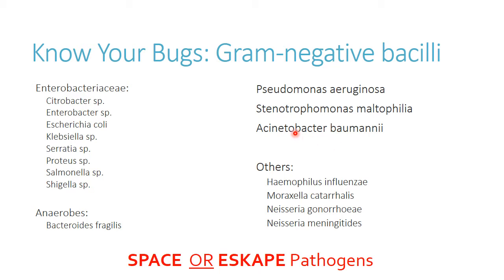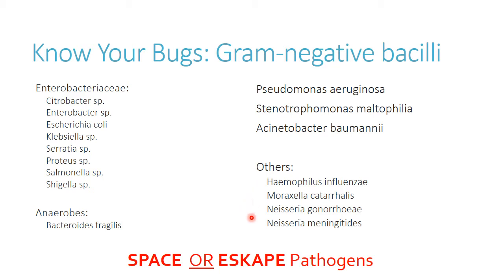Some other ones you'll see as well include things like Haemophilus influenzae, Moraxella catarrhalis. These are very significant for upper respiratory tract infections, for ENT type of infections. So we'll look at this pretty extensively in the upcoming lectures.